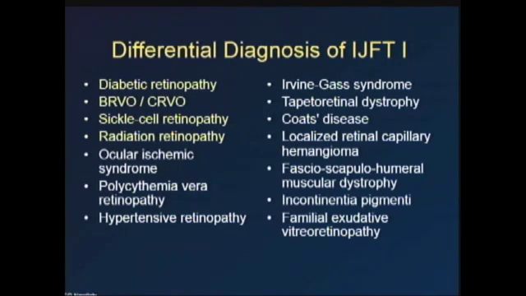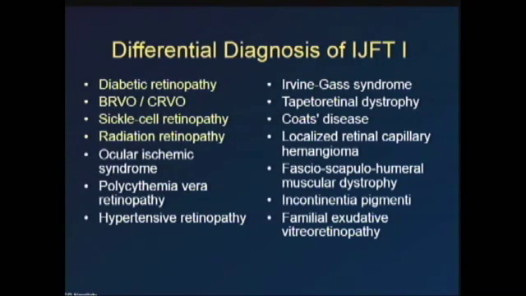What are the differential diagnoses of this type of telangiectasis? Well, anything that can give something similar, like diabetic retinopathy. You can have microaneurysms and telangiectasia next to the fovea, right? Branch retinal vein occlusion, sickle cell retinopathy, because it often has these comma-shaped capillaries next to the fovea. Radiation retinopathy, a lot of things can look like that, okay?